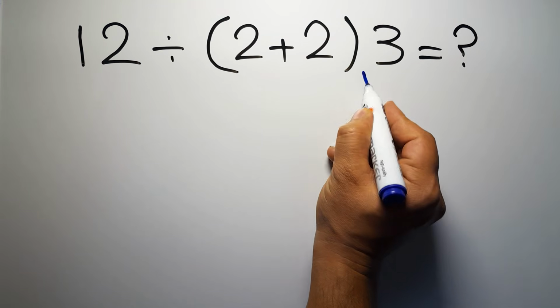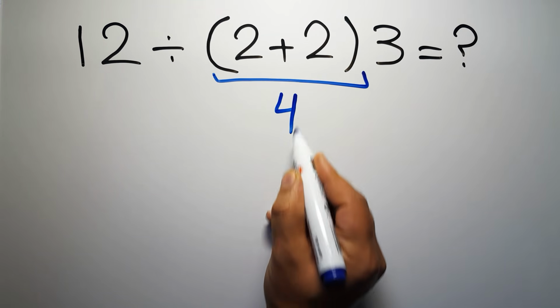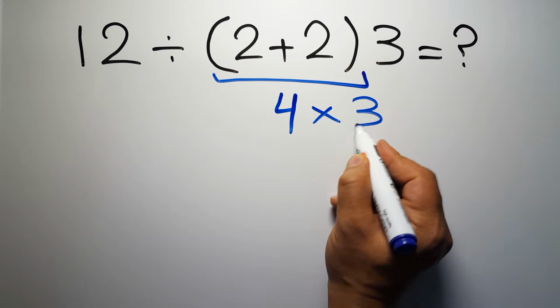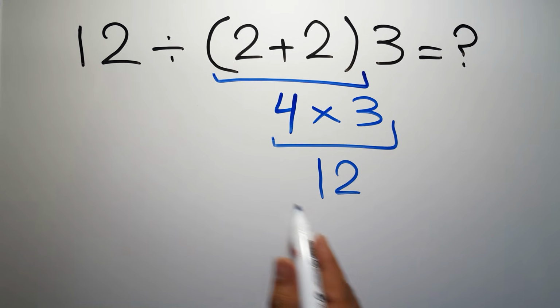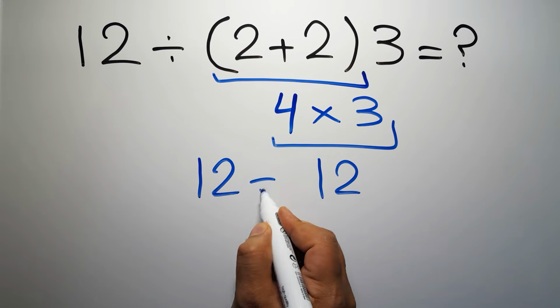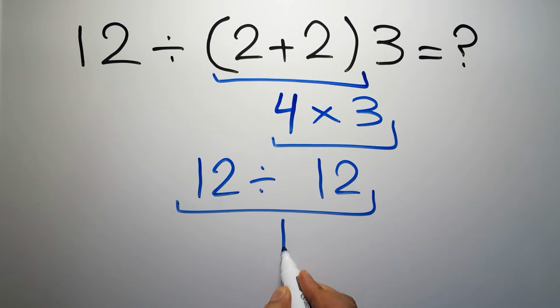2 plus 2 gives us 4. And 4 times 3 equals 12. So 12 divided by this, 12 divided by 12 is just 1.